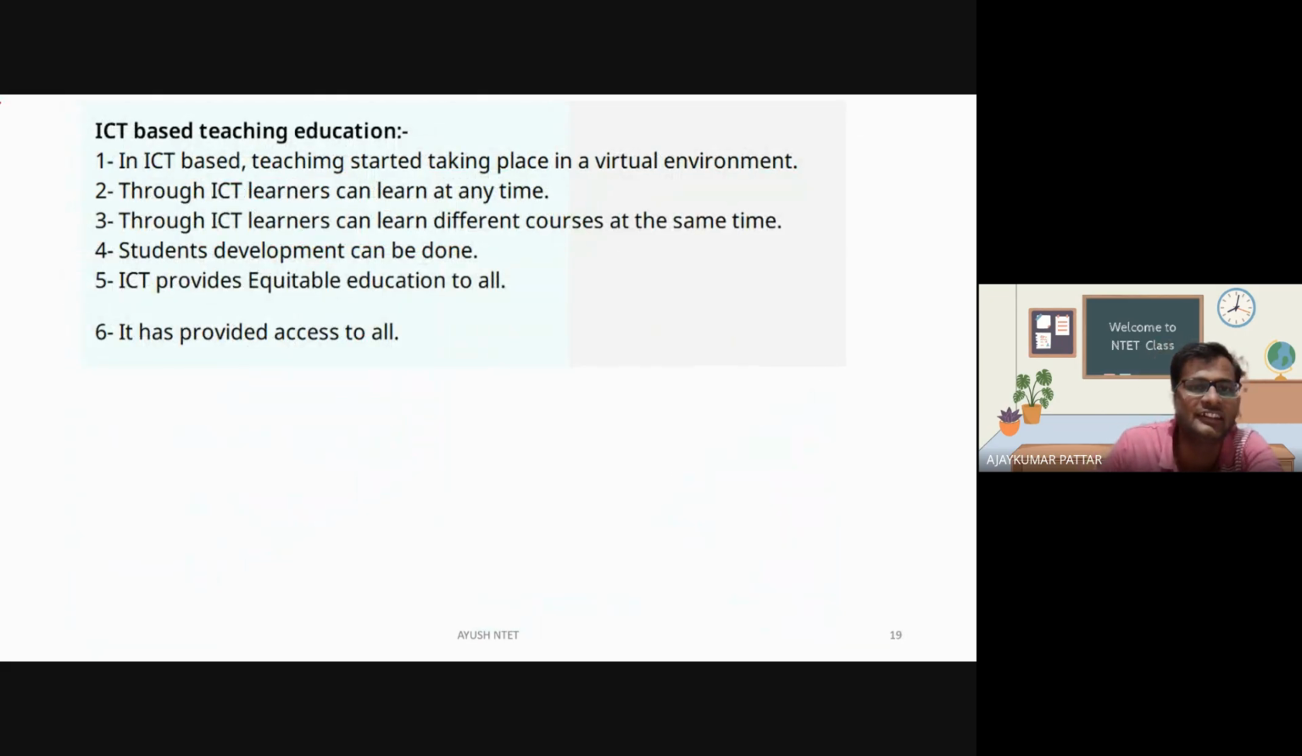Then ICT based teaching education. So what is ICT? Information communication technology based teaching education. Nowadays, even modern methods we are using because of the internet and communication technology. The teaching method has also evolved, that is ICT based teaching education. For example, in ICT based teaching, there is a virtual environment, you will not sit in the actual classroom. You are not sitting in the actual environment. Virtually these classes are going.